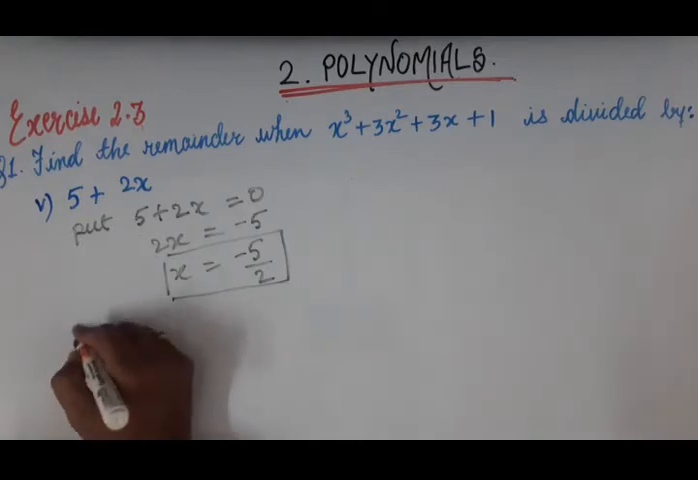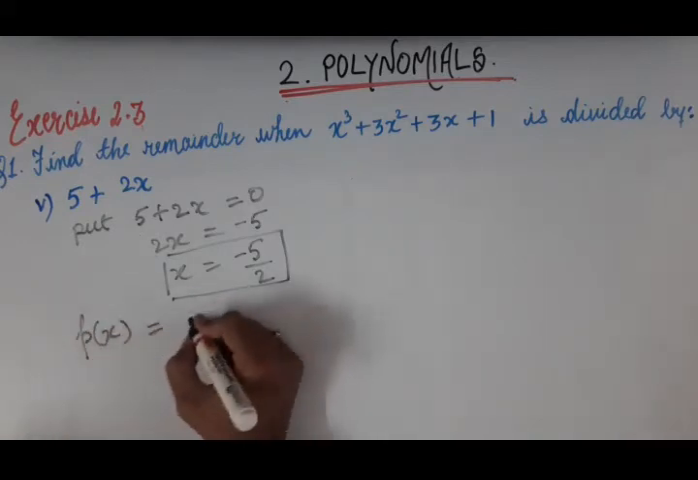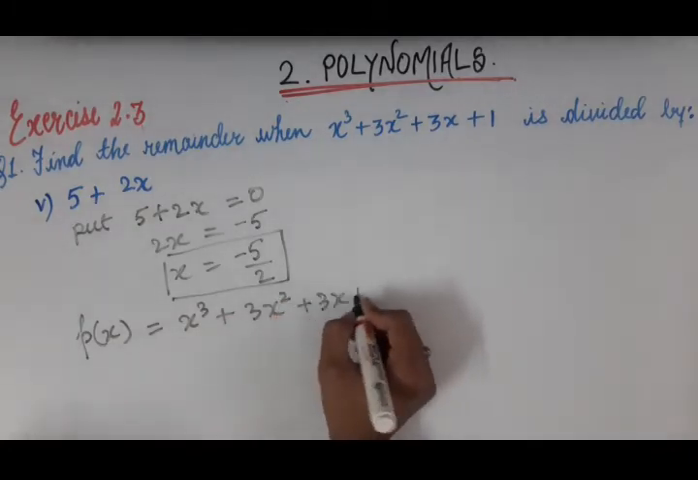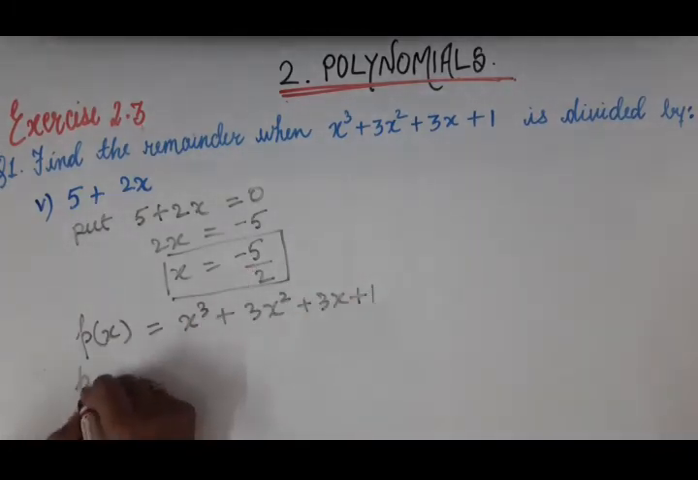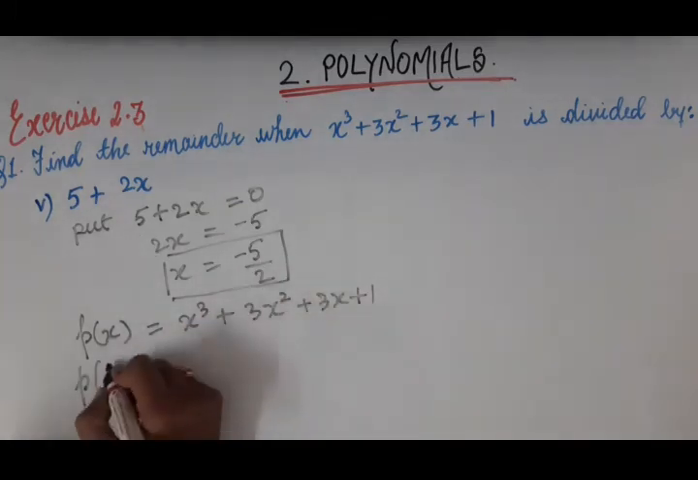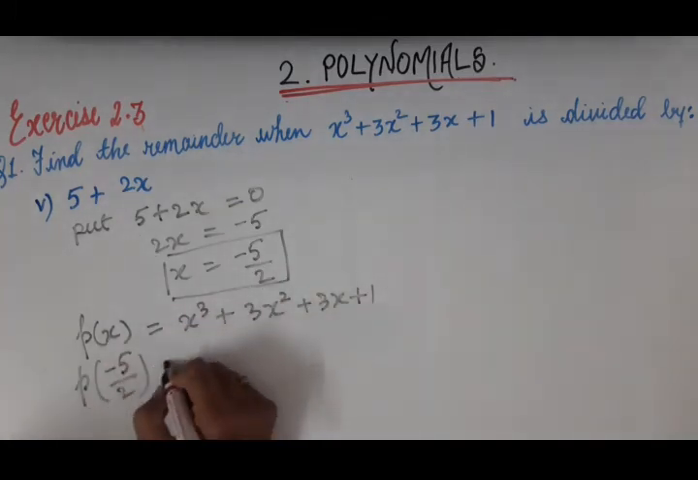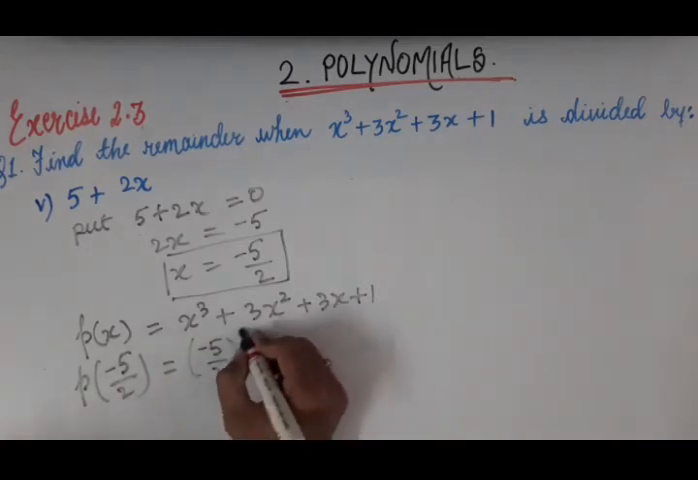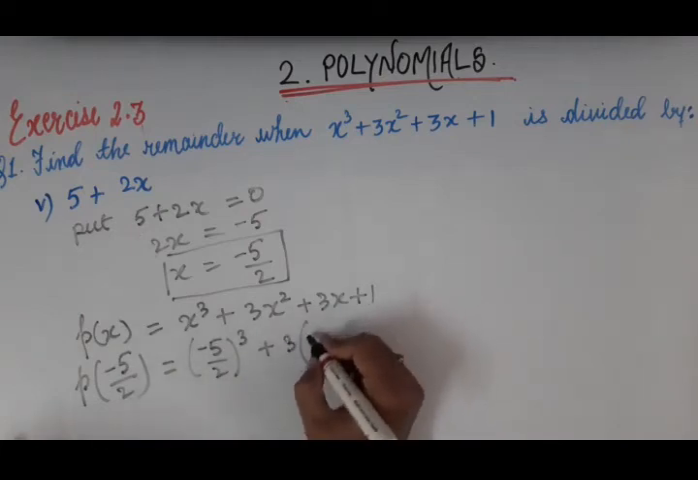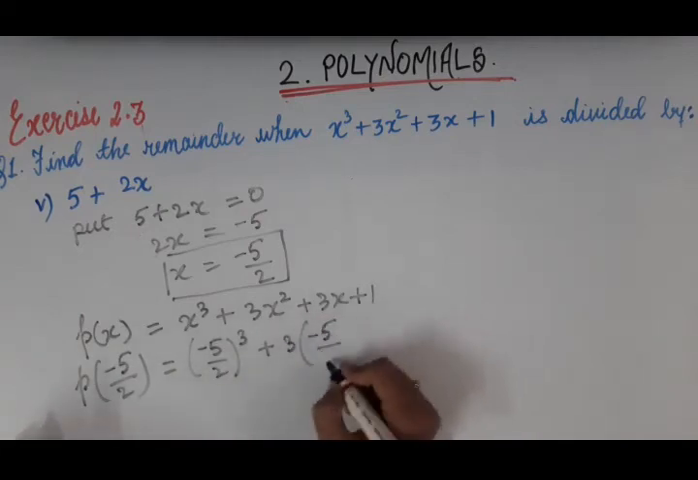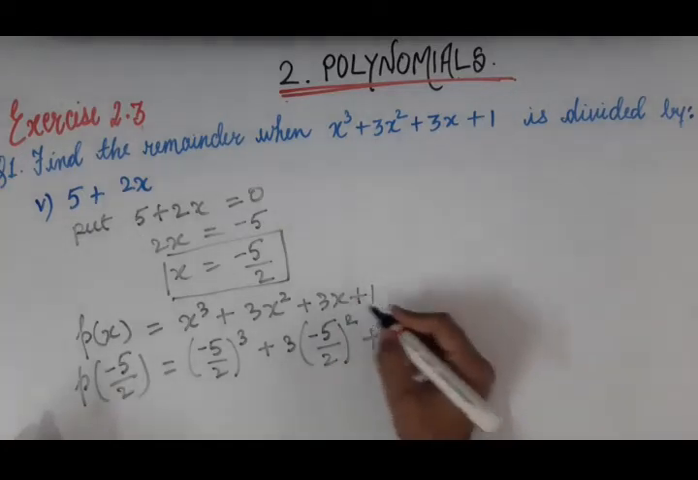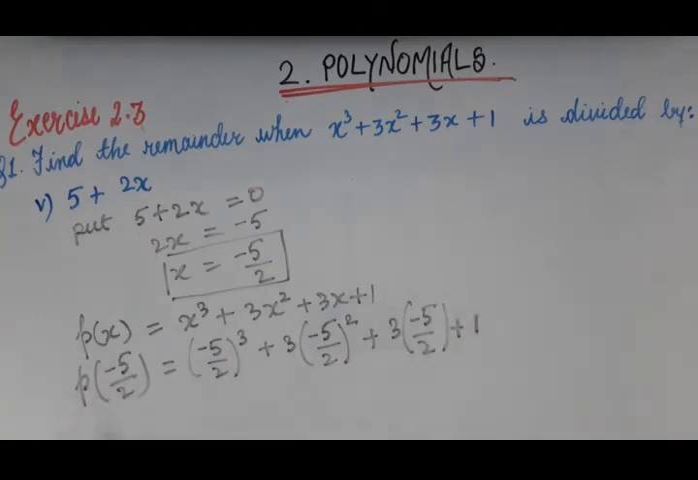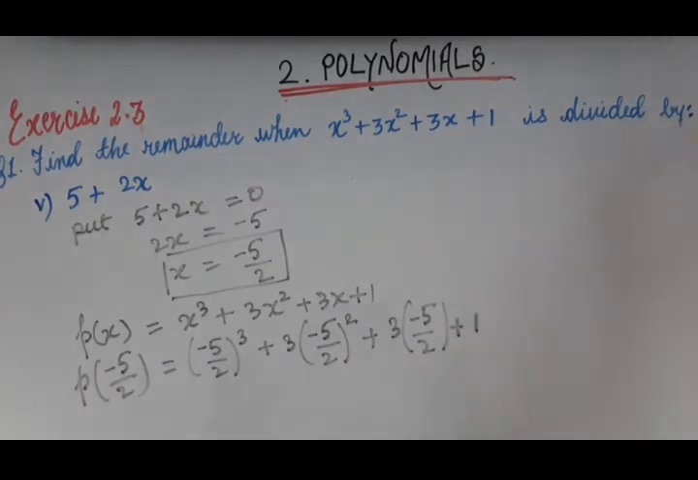Okay, now what is your dividend? P of x. What is it? x cube plus 3x square plus 3x plus 1. Now put that zero in your dividend. You will get P of, replace x with the zero, that will be minus 5 by 2. x cube, so it will be minus 5 by 2 cube, plus 3 into x square, so it will be 3 into minus 5 by 2 square, plus 3x, 3 into minus 5 by 2, and that plus 1. Now solve it further. What will you get?